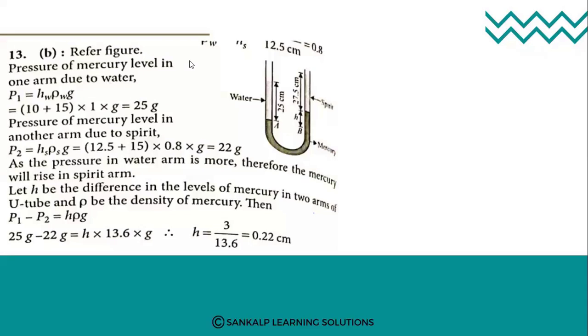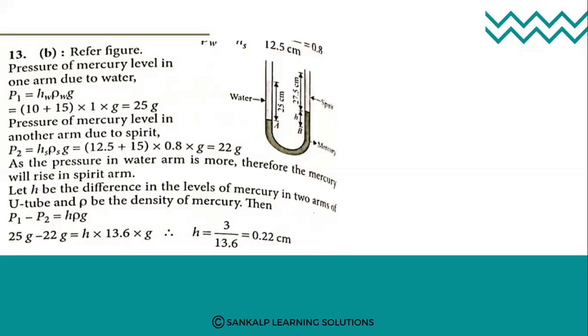G here is acceleration due to gravity. Okay, it is not gram. Next, pressure of mercury level in the other arm due to spirit, that is pressure is equal to rho gh, and the density is taken as 0.8. So the answer is 22 g, where g is acceleration due to gravity.